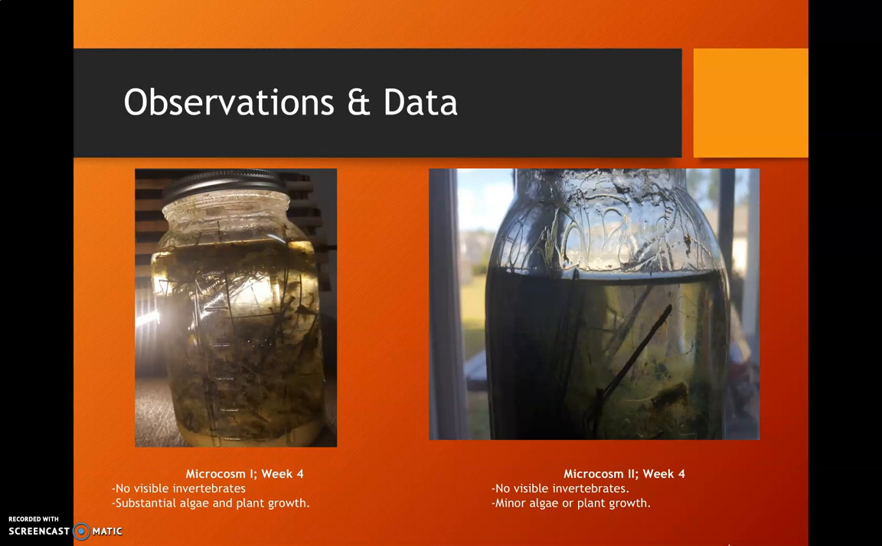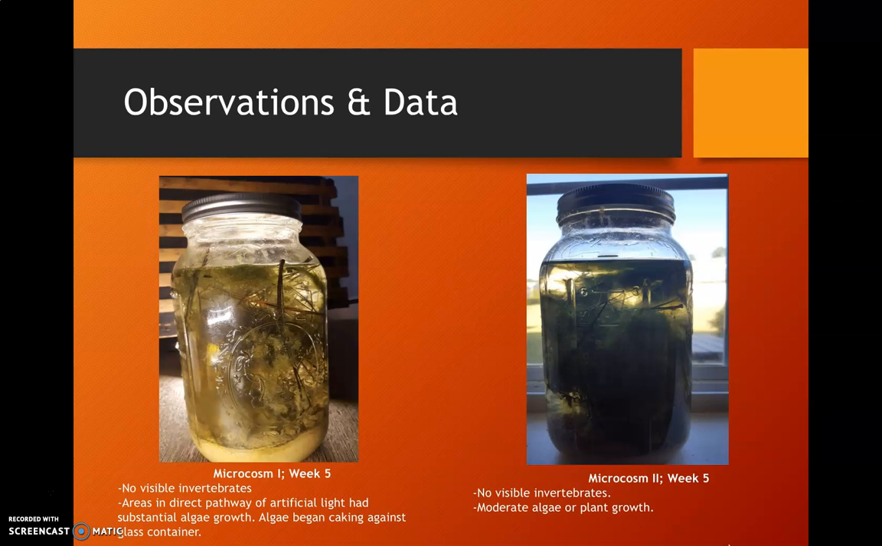Microcosm I, week 4, no visible invertebrates, substantial algae and plant growth. Microcosm II, week 4, no visible invertebrates, however, there was minor algae and plant growth. Microcosm I, week 5, no visible invertebrates, however, areas in direct pathway of artificial light had substantial algae growth. Algae began to cake against the glass container. Microcosm II, week 5, no visible invertebrates, however, there was moderate algae or plant growth.